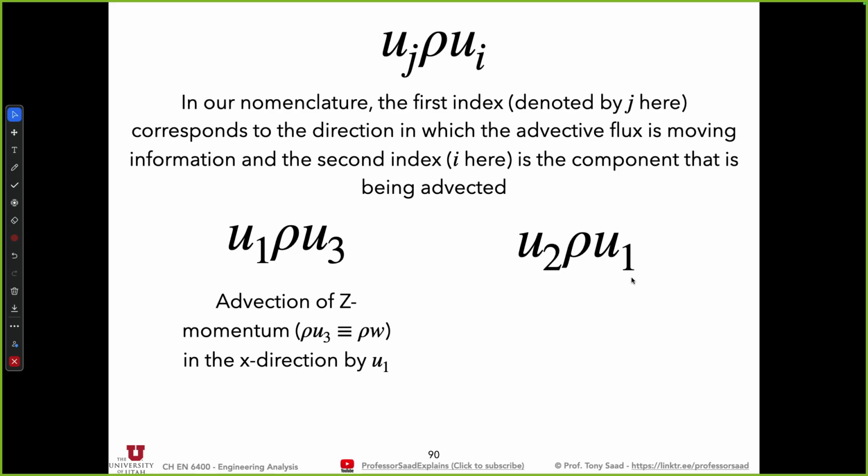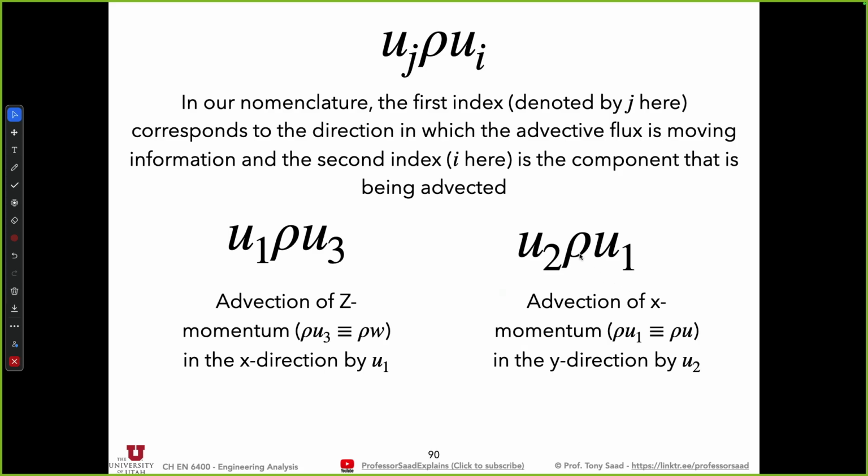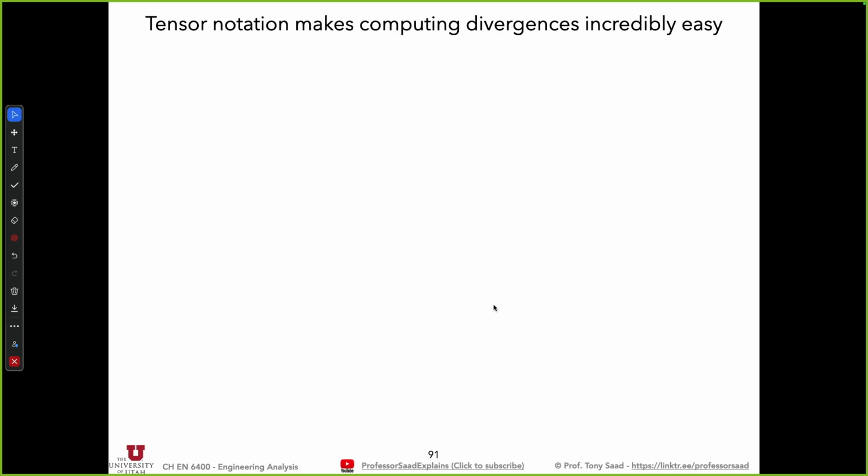U2 rho U1 is the advection of X momentum in the Y direction, okay? That's equivalent to V rho U. So all of those combinations, you have 9 total combinations because there are 2 indices and each index has 3 entries. So you have 3 by 3, a total of 9 components in all of this. Now, tensor notation makes computing the divergences very, very easy. But I need to teach you a few things to be able to do that.